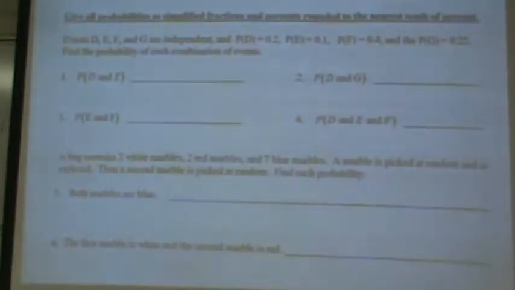So problem number 1 is dealing with our first situation, and it just says that events D, E, F, and G are independent. And probability of D, E, and F, and G are all given to us as decimal answers. And we need to find the probability of each combination of events. So for number 1, we're given the probability of D and E.